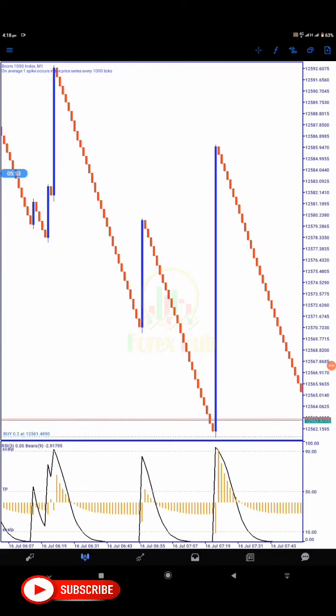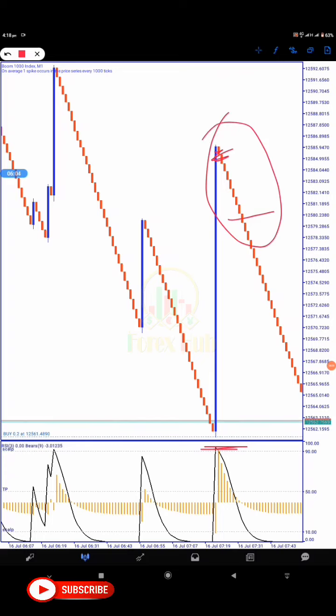backtesting this works greatly, guys. As you can see, still the same thing right here. You would have gotten 5 candles and gotten out. Don't be greedy, guys. Don't be greedy.